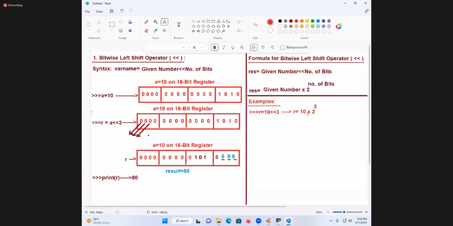R is equal to what? Wrong is wrong. That's all. 10 into 2 cube. What is the answer now? 10 into what? 8. That is equal to what? That's all. This is the answer for the formula. Are you able to follow? That's all. So go back to the point.